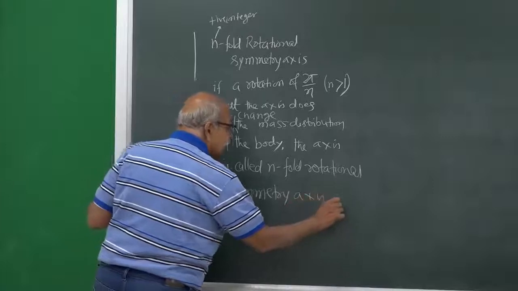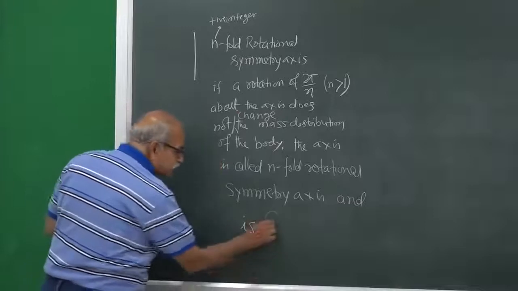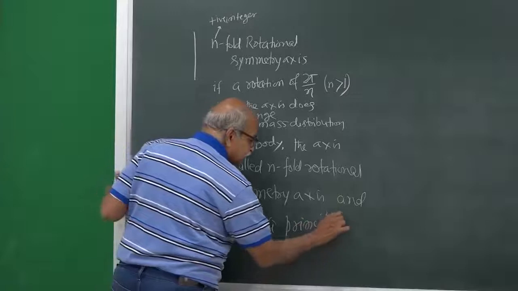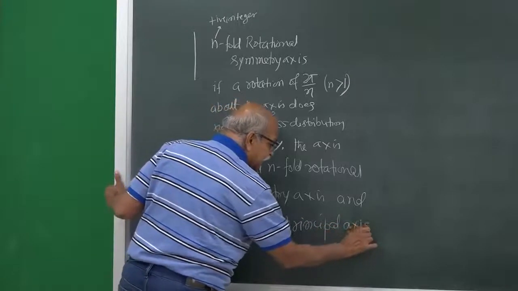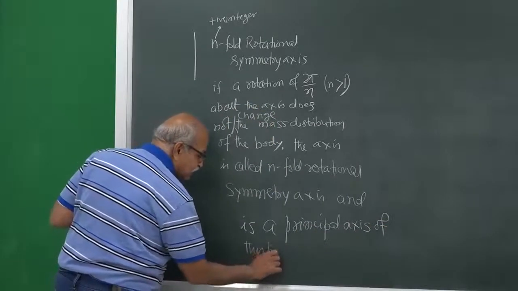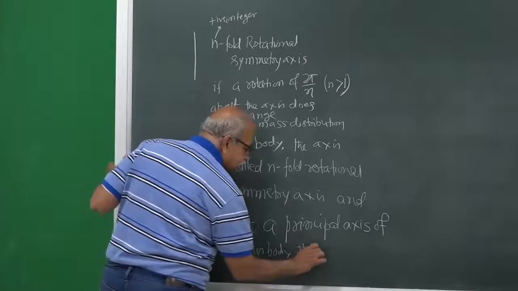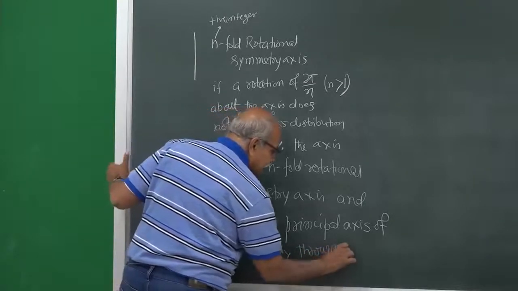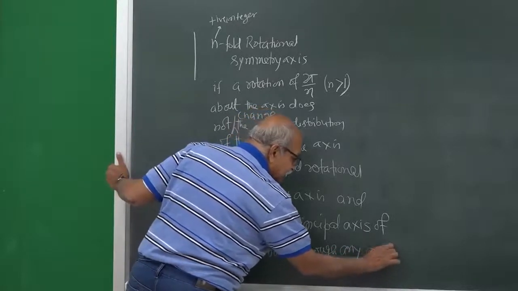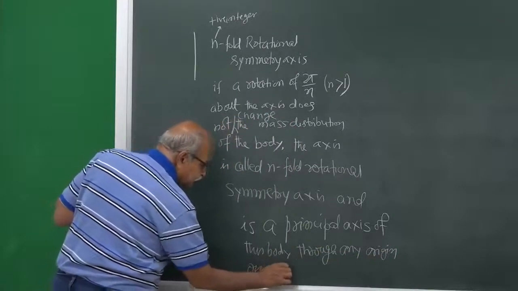And this is important for us, is a principal axis of this object, of this body, through any origin on this line, on this axis.